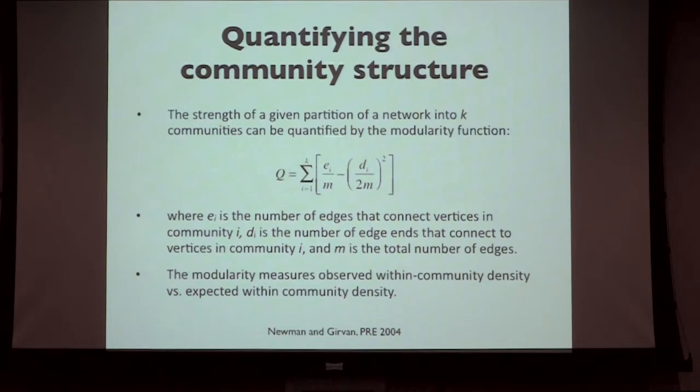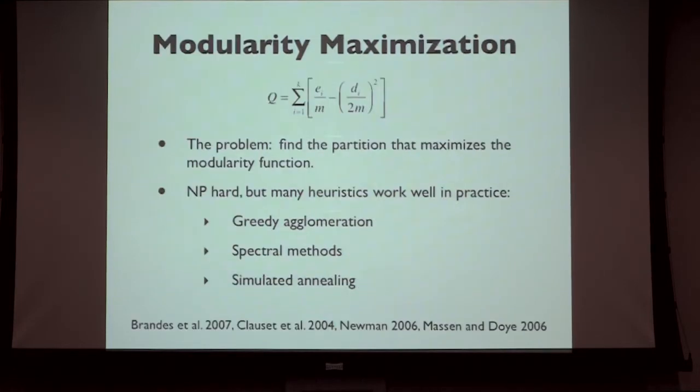So basically, what this is measuring is the observed within community density versus the expected within community density. So you take a given partition, you apply this measure, and you say, is it a good partition of the network into that number of communities? But as I said, our goal is to identify a partition not specifying the number of communities a priori. And so this can be done through modularity maximization. So basically, the problem is to find the partition that maximizes this modularity function.